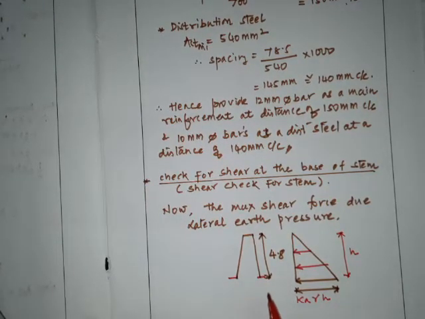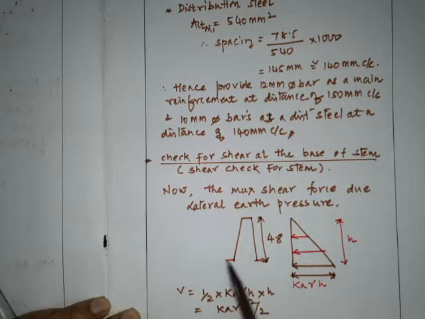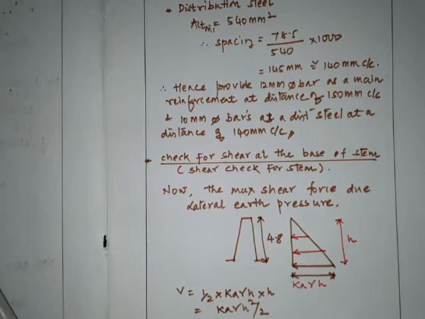Understood? So we get the maximum shear force due to lateral earth pressure V is equal to half base into height. So half base is K into gamma into H into height H. So the maximum shear will be K into gamma into H square by 2. Correct? So the maximum shear at the base will be the area of this pressure distribution diagram. So it is half base K into gamma into H, height is H. So K into gamma into H square by 2. So we will find out that.